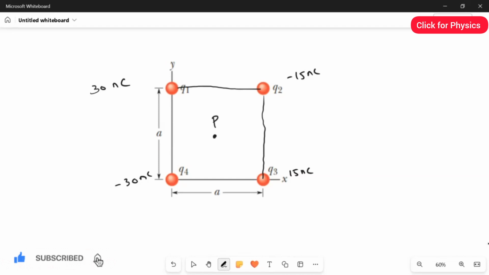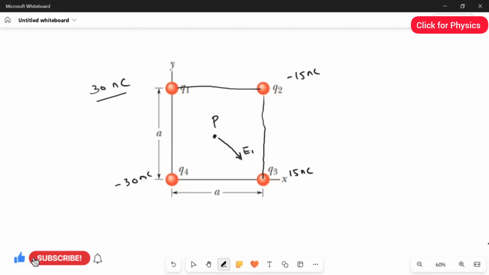Let's take the test charge from point P near to Q1. The test charge is positive, and Q1 is also positive. What will happen? It will repel. That means the electric field produced by the charge Q1 is in this direction. Why this direction? Because the test charge is positive, and when you bring it from point P towards Q1, which is also positive with a value of plus 30 nanocoulomb, it will repel. So this is the direction of the electric field.